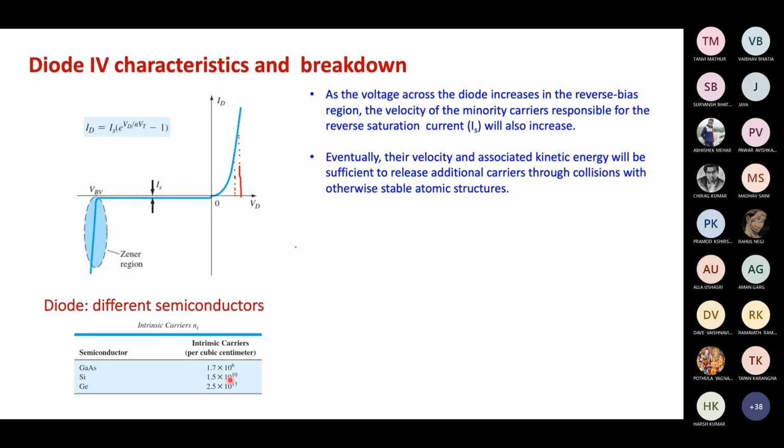Okay. So let me allow you to think: how would the IV characteristics of a gallium arsenide diode look like, and how would it be different from the silicon characteristics? Can any one of you guess what will be the difference in IV characteristics of silicon and gallium arsenide?